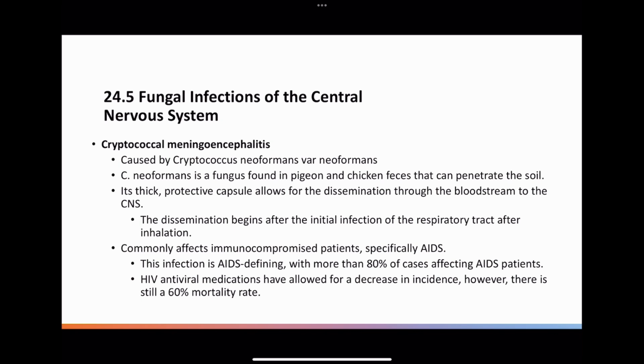The dissemination begins after the initial infection of the respiratory tract after inhalation. This infection commonly affects immunocompromised patients, specifically AIDS patients. It is an AIDS-defining infection, with more than 80% of its cases affecting AIDS patients. However, due to recent use of HIV antiviral medications, there has been a decrease in incidence because immune systems are able to recover in these patients. However, there is still a 60% mortality rate.